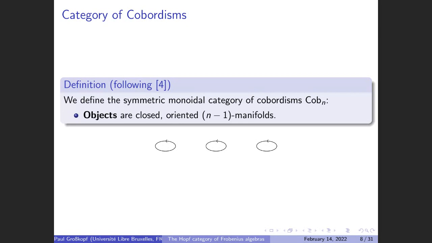So I want to define a category of cobordisms, and I do that step by step to see what's going on. The objects in my category of cobordisms are just closed oriented (n-1)-manifolds. So for every natural number n, I can build an n-dimensional cobordism category. And the objects here are just dimension n-1 closed manifolds. For example, in this picture, this is the two-dimensional case. I have one-dimensional closed oriented manifolds, which are just collections of circles.